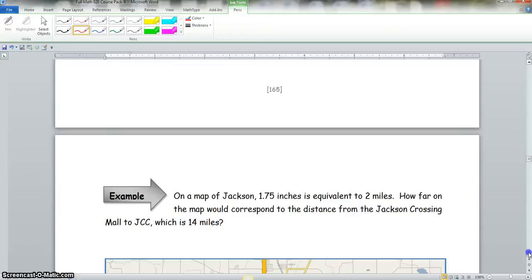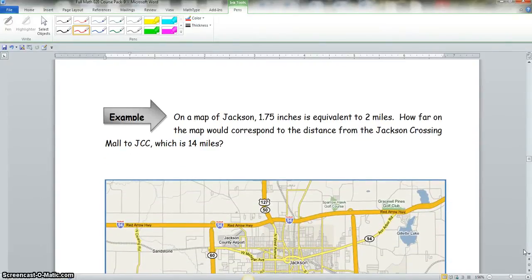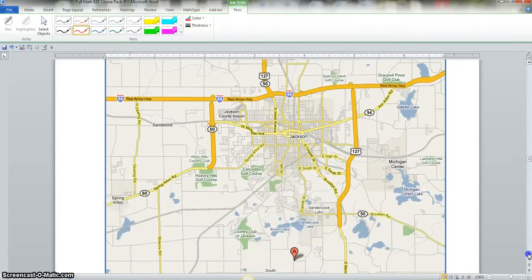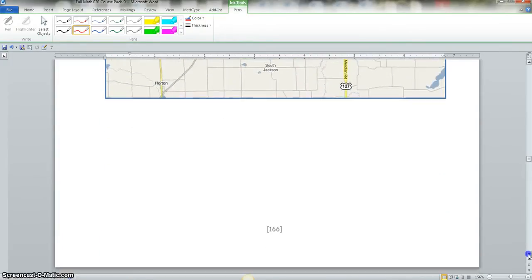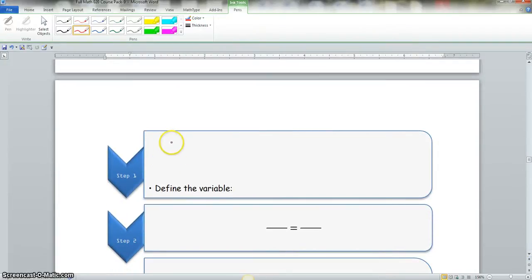It says on the map of Jackson, 1.75 inches is equivalent to 2 miles. How far on the map will correspond to the distance from the Jackson Crossing Mall to JCC, which is 14 miles? So now we have to go down here, define our variable. We want to take X is equal to distance on the map. And we know that that is in inches.